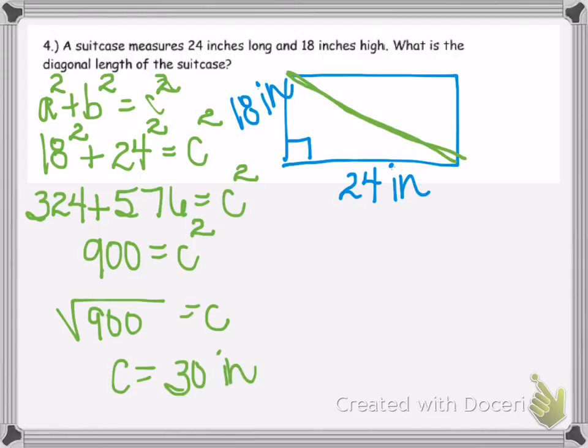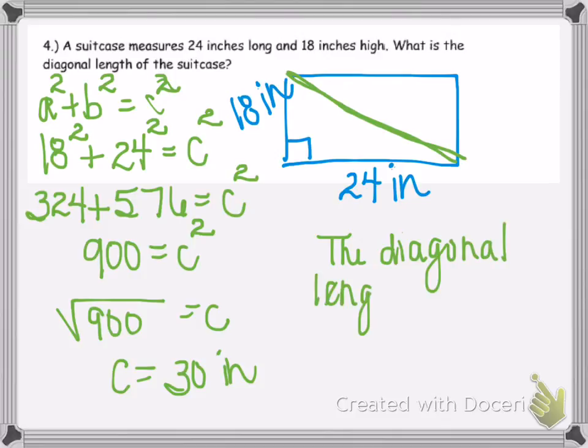And again, it's a word problem, so I'm going to want to write a sentence, something like the diagonal length is 30 inches.